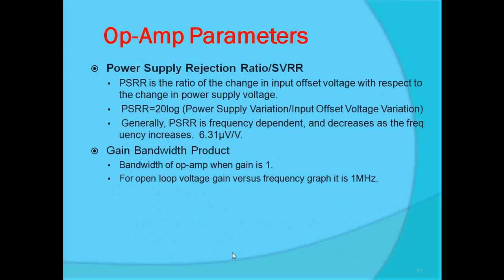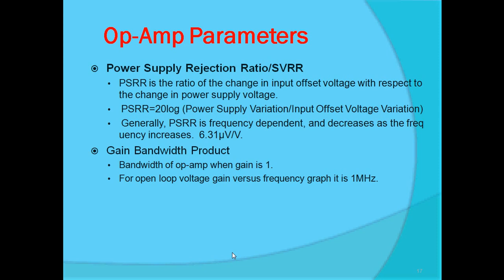Power supply rejection ratio can also be called supply voltage rejection ratio or power supply sensitivity. PSRR is the ratio of change in input offset voltage with respect to change in power supply voltage. So PSRR is delta VIO, the change in input offset voltage, divided by delta V, the change in supply voltage.